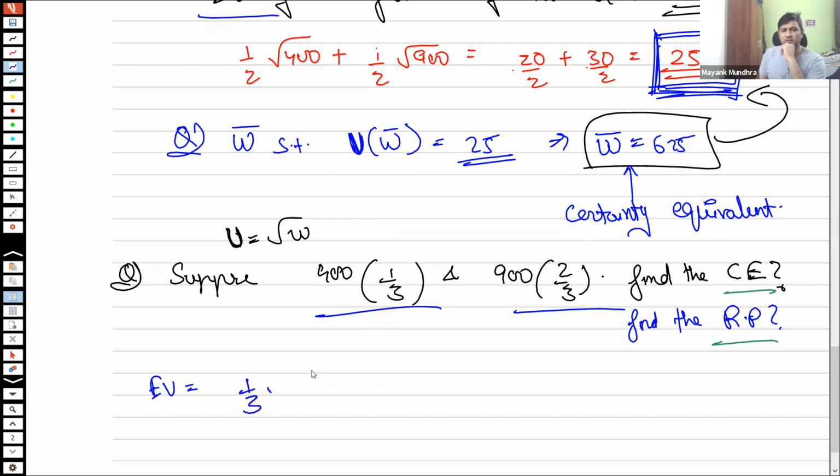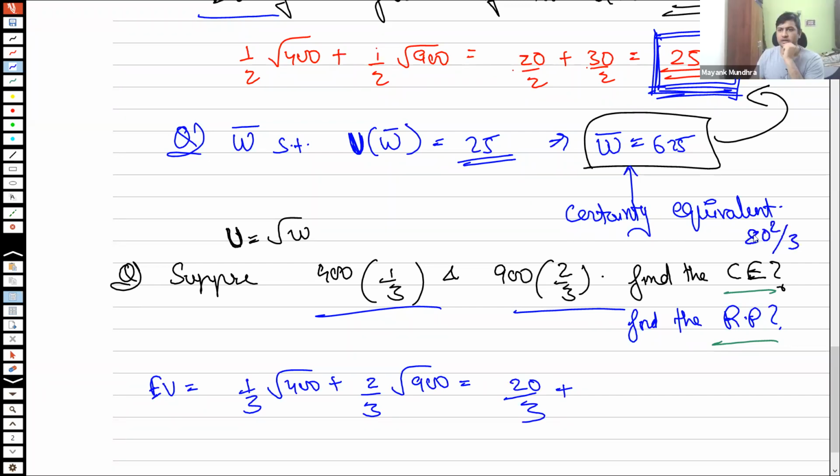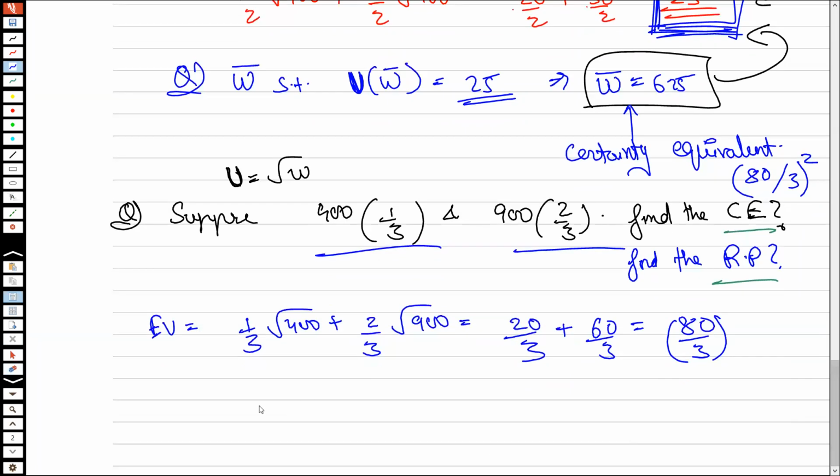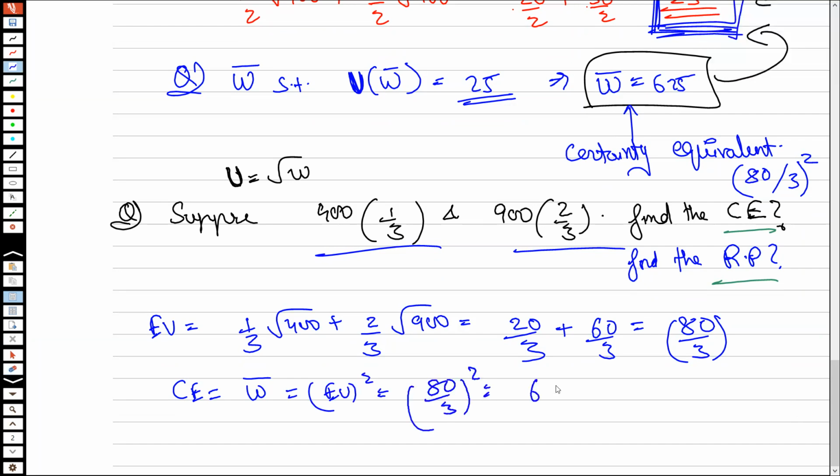Expected utility will be 1 by 3 root 400 plus 2 by 3 root 900. So that is 20 by 3, plus 30 into 2 by 3, which is 60 by 3. So that is 80 by 3. Do you have an answer for me on the certainty equivalent? 80 by 3 whole square. So this is the expected utility, and the certainty equivalent is going to be W bar, which is expected utility squared, 80 by 3 whole squared. Risk premium is 22.22. Okay, thanks, Kritika.